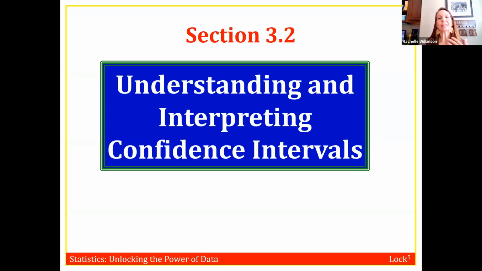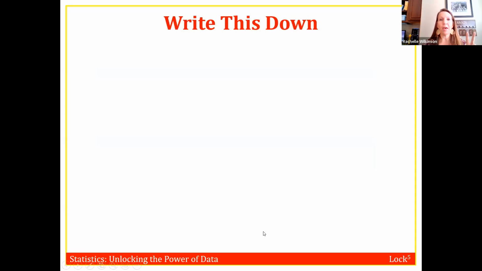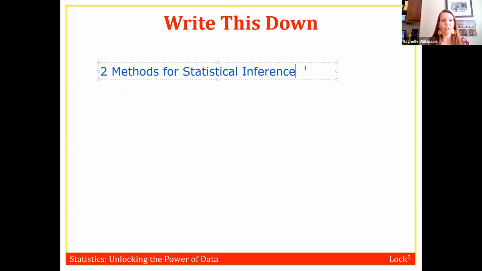First, let's talk about statistical inference. So remember, we said statistical inference was using sample data to draw conclusions about the entire population. And we basically have two different methods for statistical inference. The first one is called a confidence interval. And the purpose of a confidence interval is to estimate the value of a parameter.